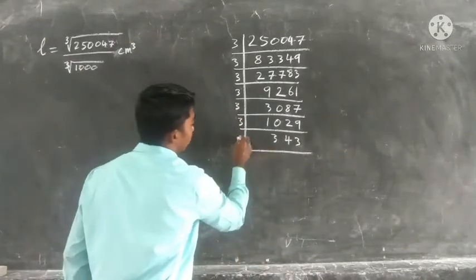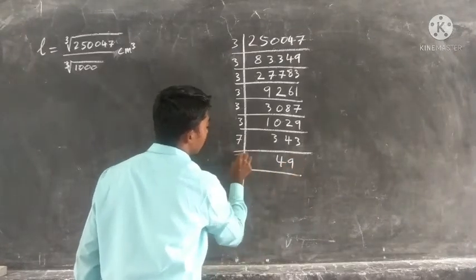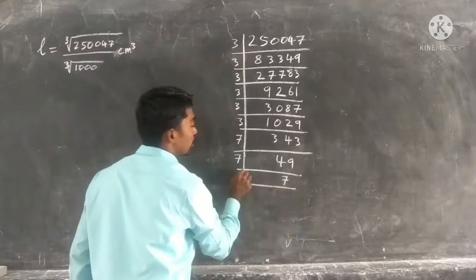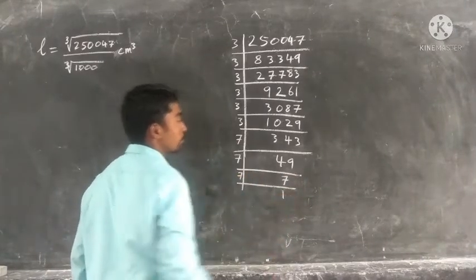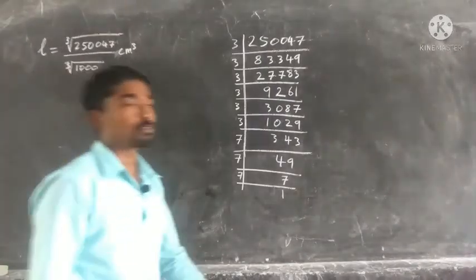We can divide this number by 7. We will get 49. 49 we can divide by 7. We will get 7. 7 we can divide by 7. We will get 1. Next we are going to factorize 1000.